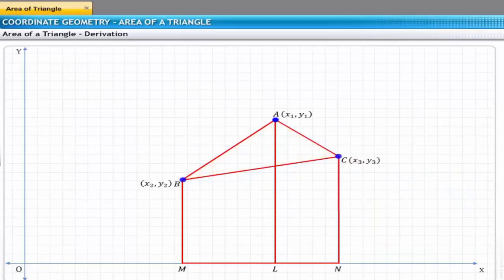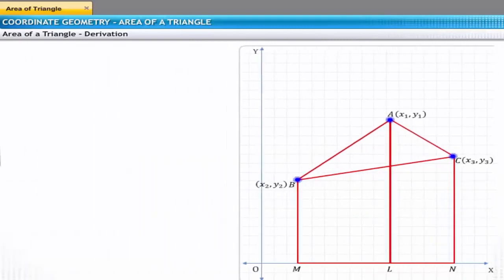In all 3 quadrilaterals, ABML, ALNC and BMNC, a pair of sides are parallel. In the quadrilateral ABML, BM and AL are parallel. In the quadrilateral ALNC, AL and CN are parallel. And in the quadrilateral BMNC, BM and CN are parallel. All 3 quadrilaterals are trapeziums. Therefore, our equation changes as shown.